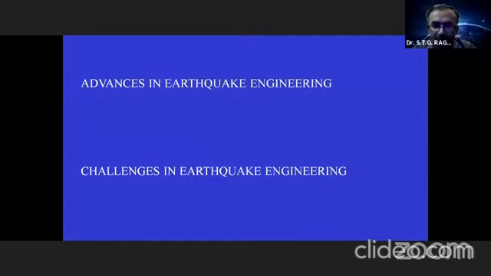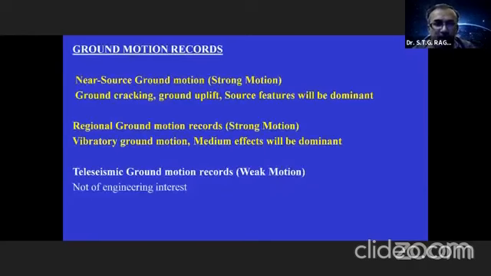Now I will also show you some challenges, that is the near-field ground motion, where you have to be extra cautious in designing the structures. Generally, ground motion records can be classified into 3 types. One is the near-source ground motion. That means the site is located very close to the faults, like when you are building in the Himalayas, very close to the faults.